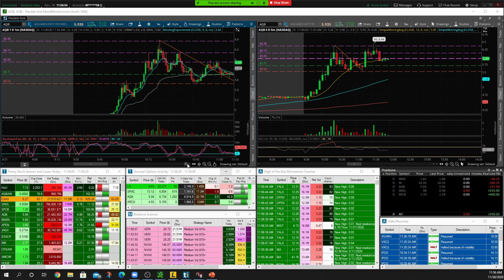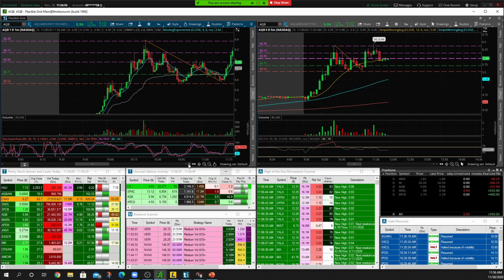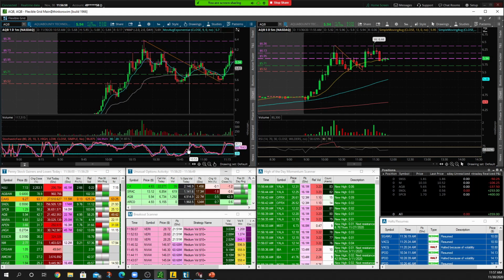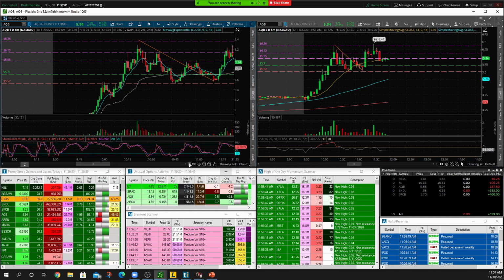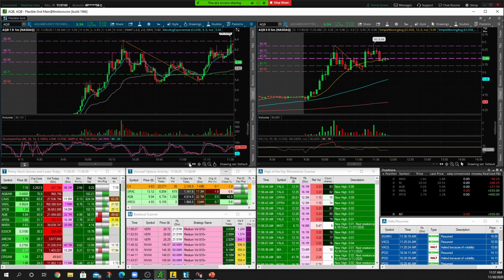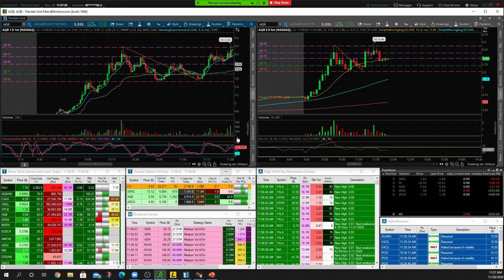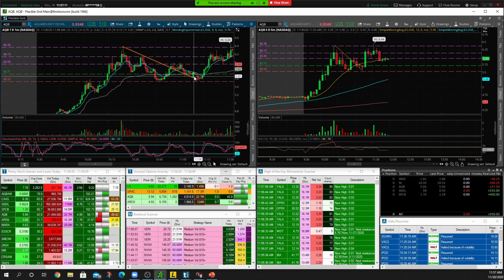So let's see how this trade would have worked out. You're long, never stopped out. First target hit, taken half. Second target hit, taken half. Third target hit, you're out. I mean, you could have easily made 400 bucks on that trade by simply taking half, putting your stop at break even, and letting the rest do some work for you.